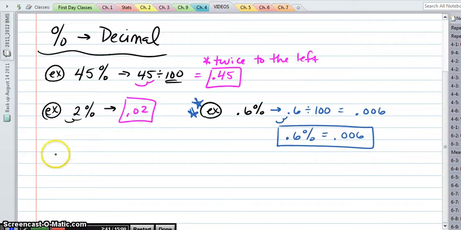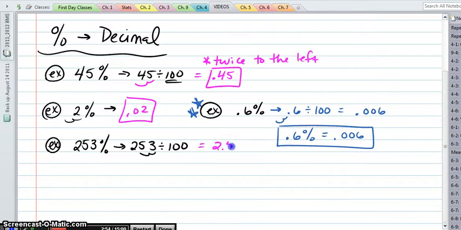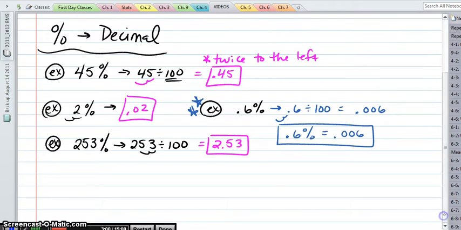What if you have a percent that is over 100? So let's say we had 253%. Okay, do the same thing. 253 divided by 100. Move your decimal 2 places to the left, and we will get 2.53. Okay, so hopefully that is review for you.